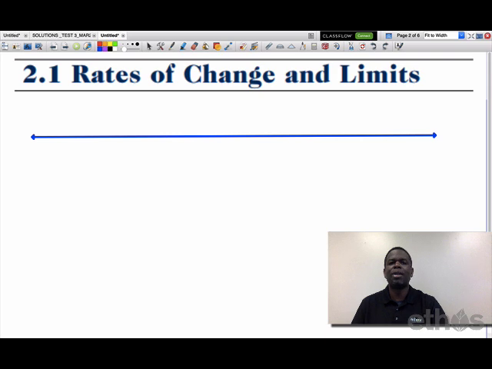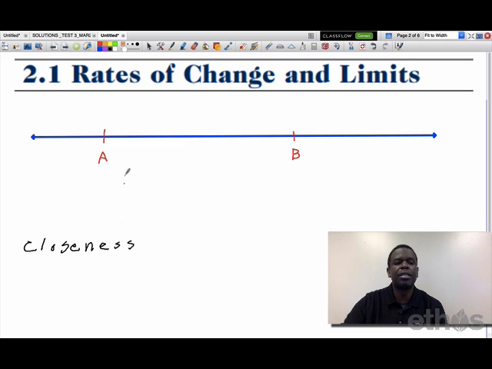When we talk about limit, I want to use an illustration to kind of illustrate what we're going to do here. And so I have two letters. I have a number line here. I'm calling this A, and I'm going to call this B. The word of the day that we're going to talk about is the word closeness. And the question I have for you is simply, is A close to B?